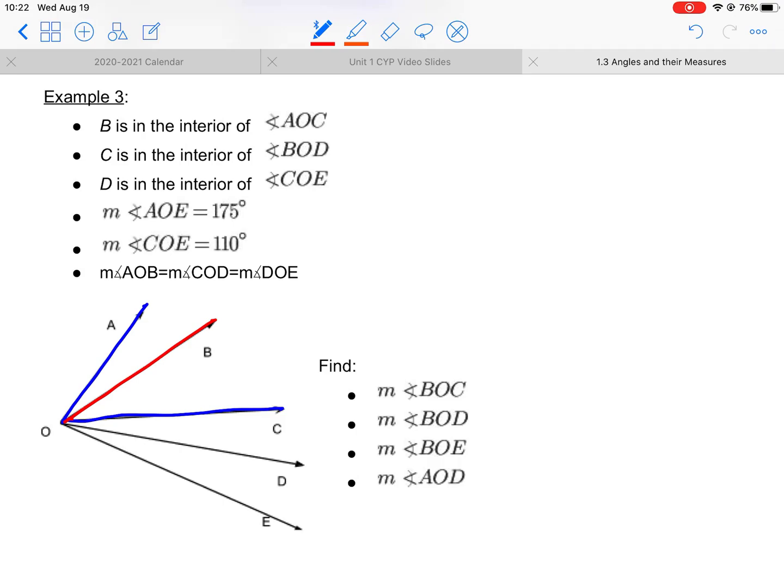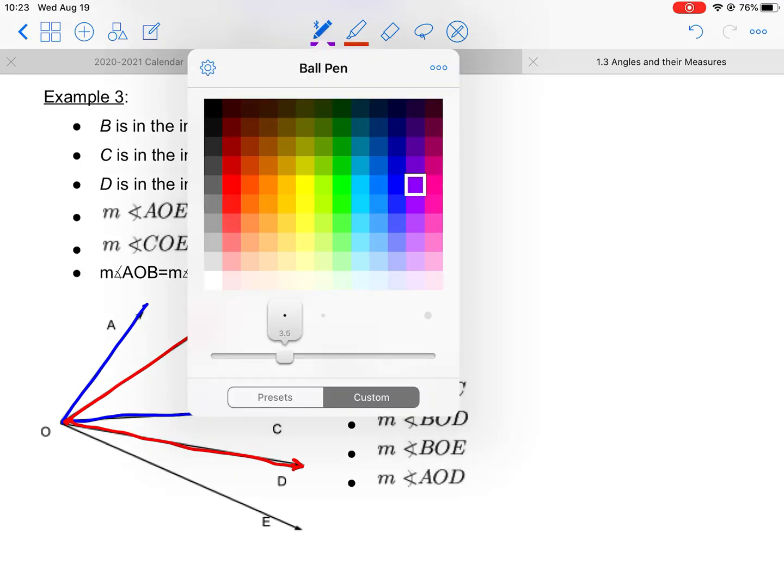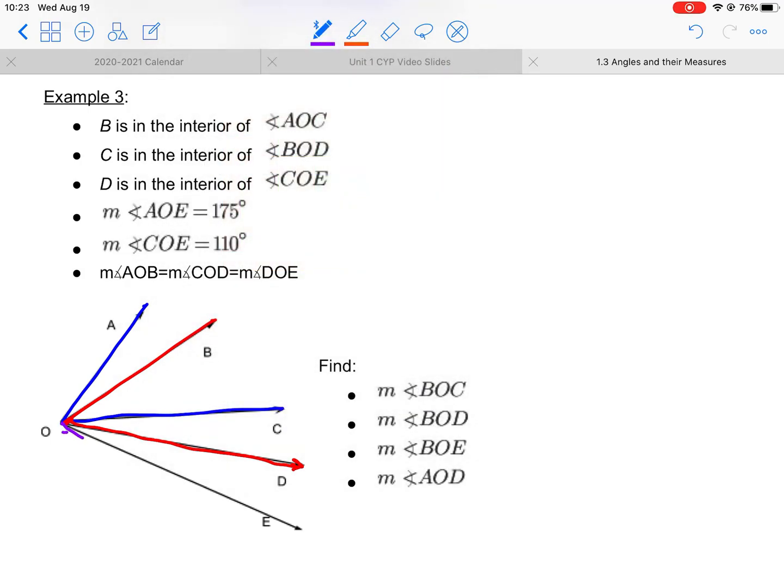The next thing says that C is in the interior of BOD. So that means that I need to draw ray D on the other side of C so that it will be in the middle. That one comes out in this direction. Then it says that D is in the interior of COE. So I'm going to draw another ray on the outside of D so that D is in the middle of COE. All of these were drawn based off of those descriptions.